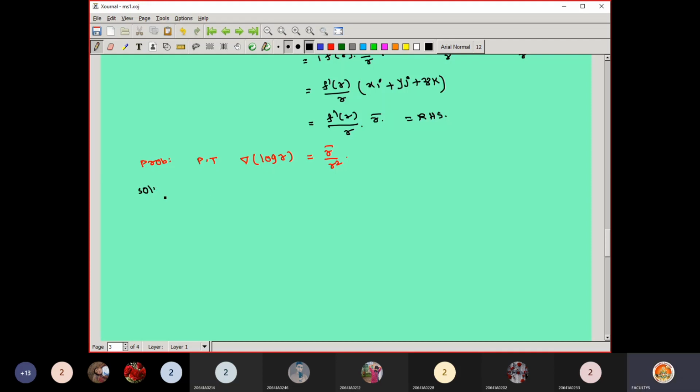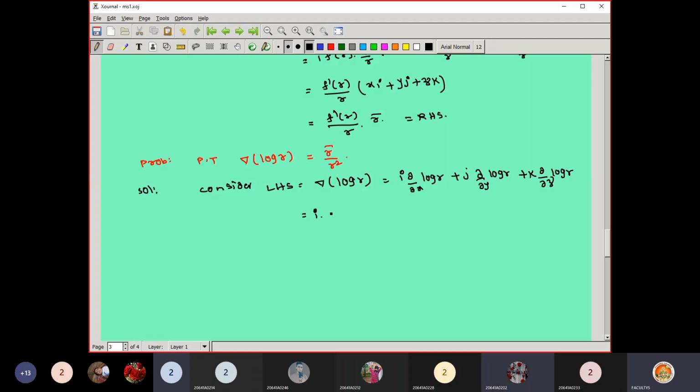So first thing, I'm taking the left hand side. Consider the left hand side, which is equal to del of log r. So only I'm using the definition. It is i dou by dou x of log r plus j dou by dou y of log r plus k dou by dou z of logarithm of r. So it is i. What is the derivative for logarithm? Log x derivative, normally with respect to x, is 1 by x.